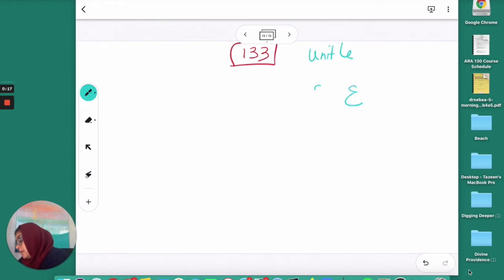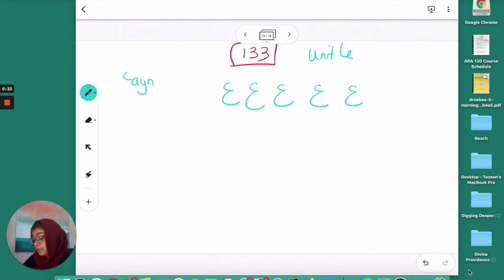The way that we write it, it's sort of like a backwards 3. The top loop is a little bit smaller than the bottom loop. You're going to write it several times. In your book, they write an apostrophe and then AYN. This apostrophe is supposed to represent that distinctive sound in Arabic that comes from your throat, which we don't have in English. So that's why it's written with an apostrophe.